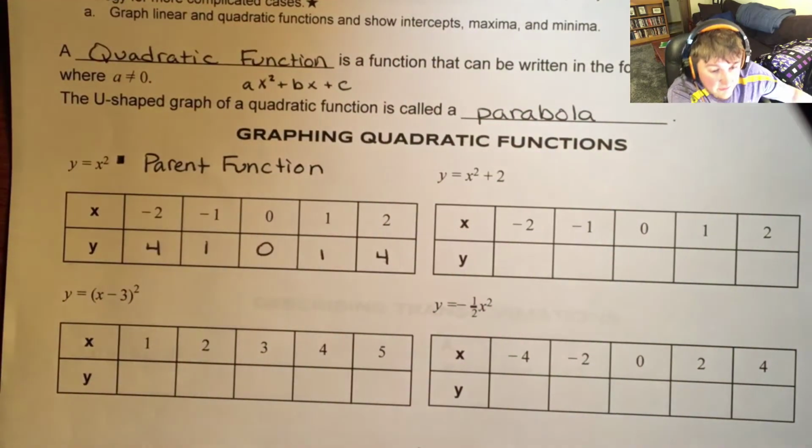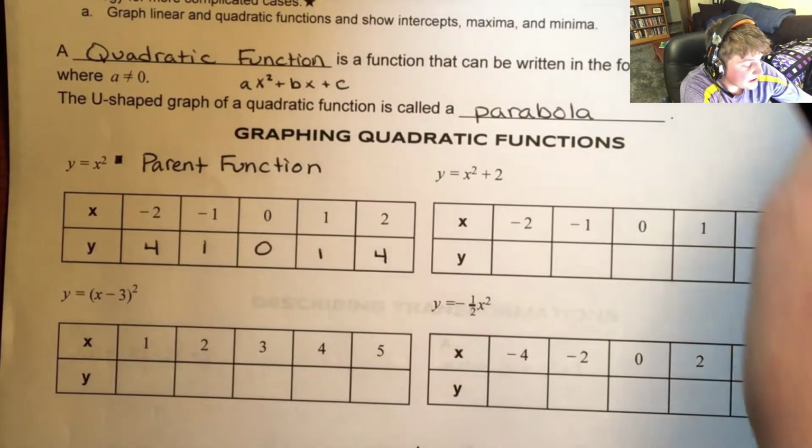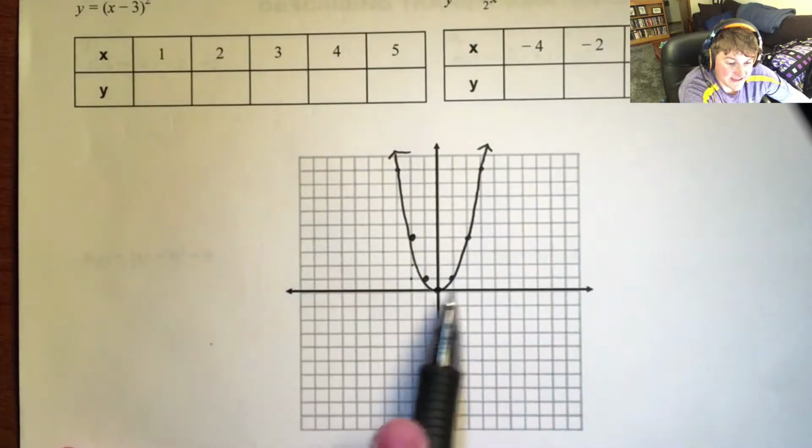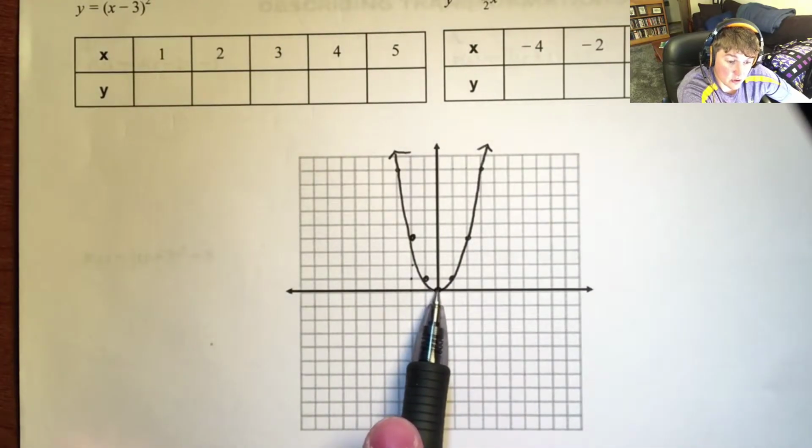This is the parent function to all quadratic equations. So that means this is like the most generic basic curve that we're going to have. So let's just take a look at it. Okay, it's got a vertex, or a lowest point, at (0, 0).